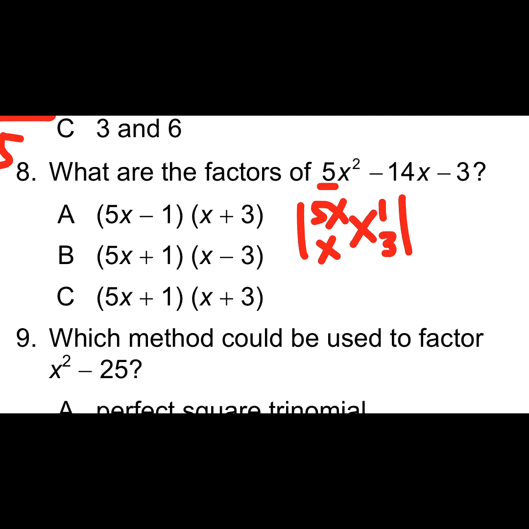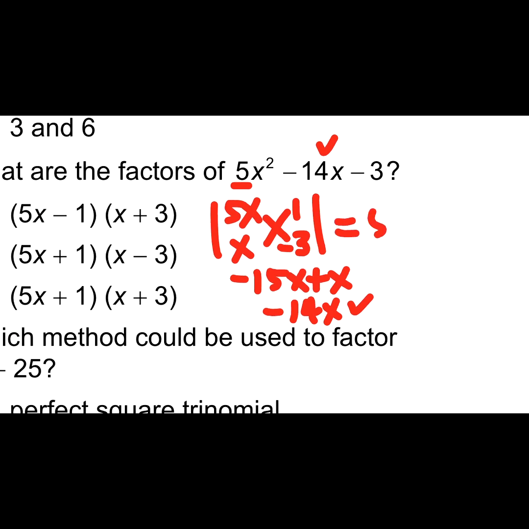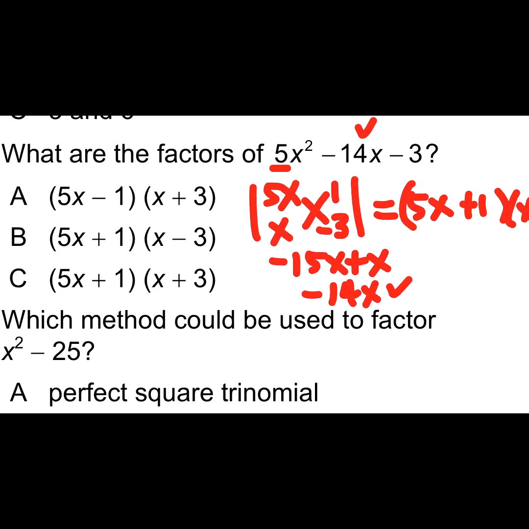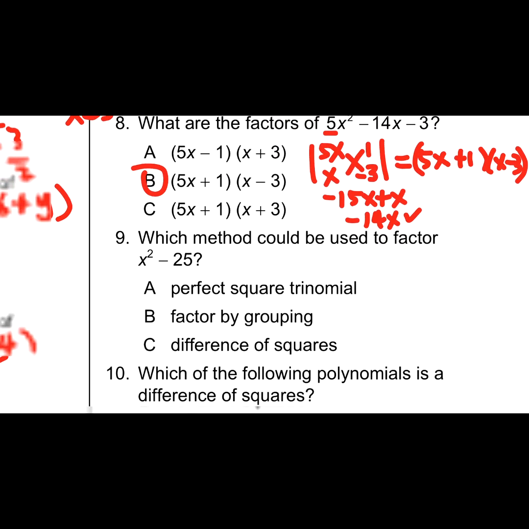The bigger number when we multiply is this combo right here. So that is going to give me a negative, so I need a negative right here. So let's go ahead and make that negative. Cross multiplying, I have negative 15x plus x, that gives us negative 14x, and it checks out to be the middle term. So the factorization will be 5x plus 1 and x minus 3, and that looks like it is answer choice B for number 8.